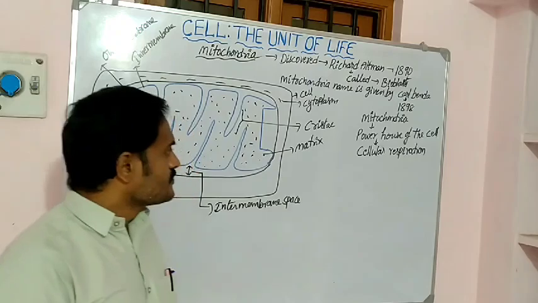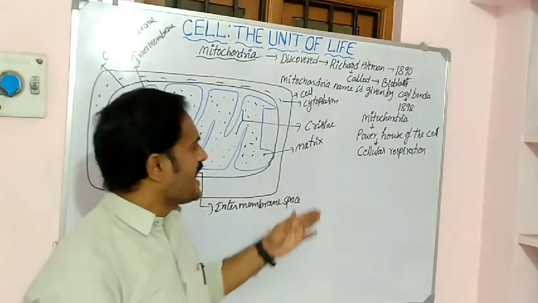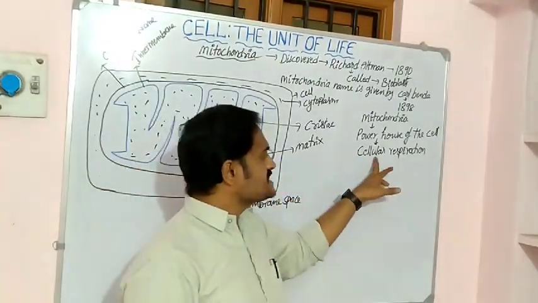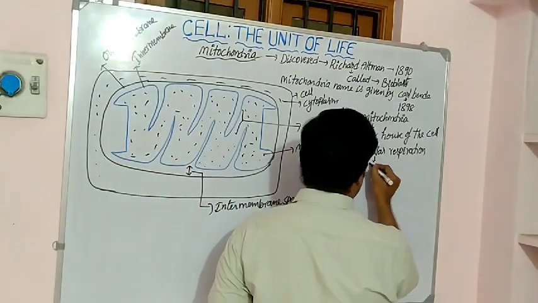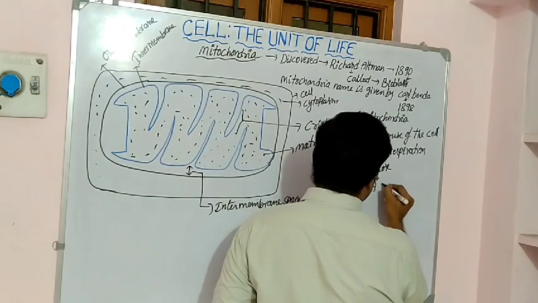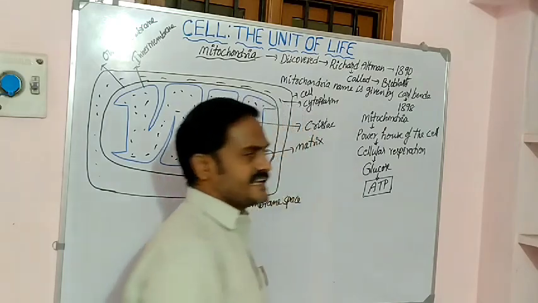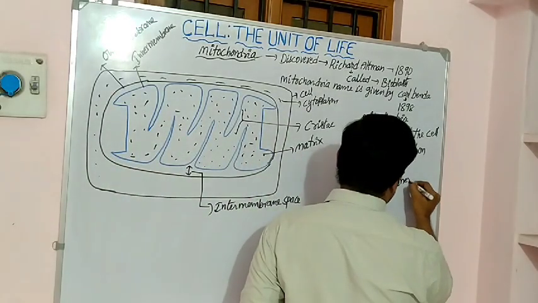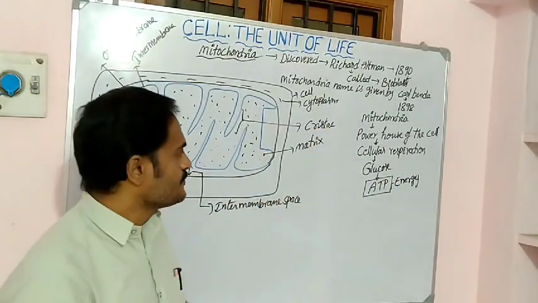So during cellular respiration, what kind of activity takes place? The glucose is converted into ATP. ATP means adenosine triphosphate. It is one energy molecule.